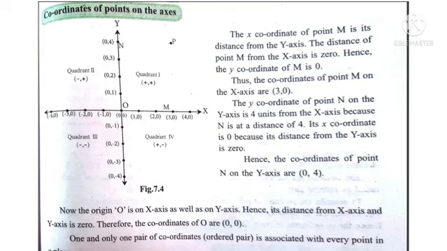In the first quadrant, x and y both are positive. In the second quadrant, x is negative, y is positive. In the third quadrant, both are negative. And in the fourth quadrant, x is positive, y is negative. You had learned this. Okay. Now these are the 4 quadrants, and also there are coordinates on the x axis and y axis.